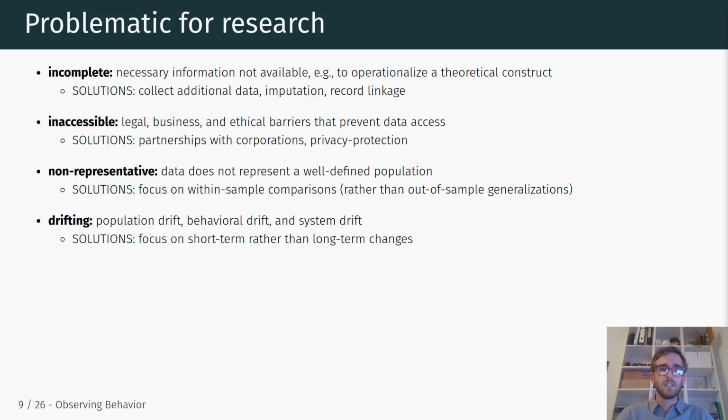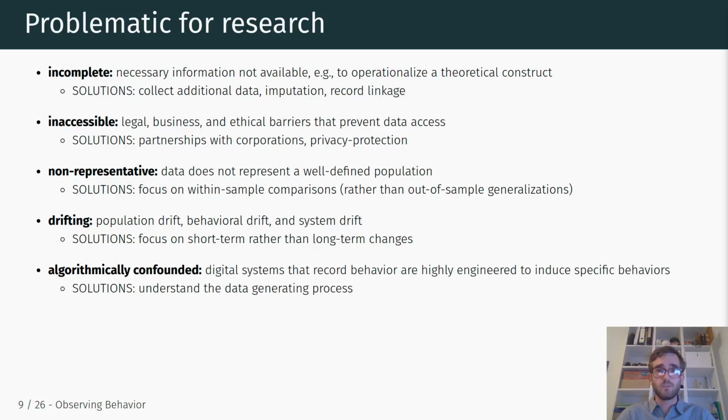And lastly, system drift describes the change in the system itself, right? So platforms change their algorithms, they change how specific recommendation systems work on YouTube and things like that. And so that also jeopardizes the inferences that we can make regarding change over time.